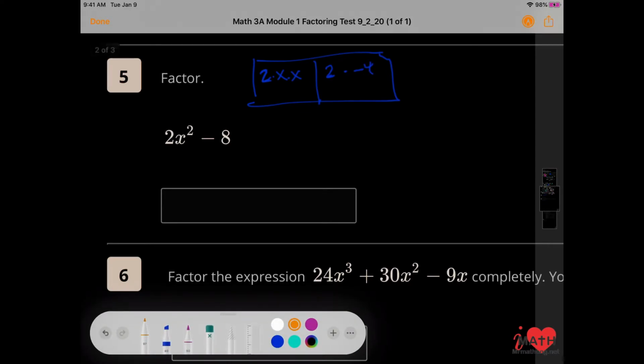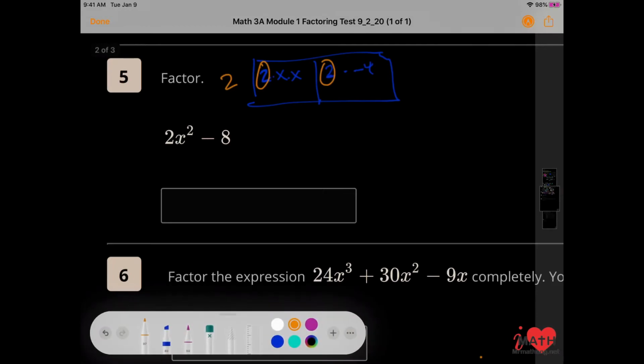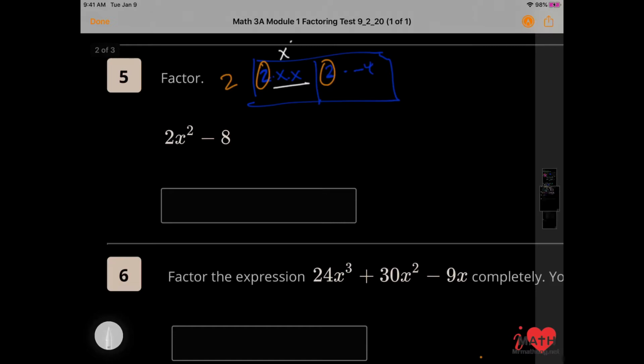All right, what do they have in common? The circle, 2. And then we're going to write what we did not circle. So x times x is x squared, and a negative 4. So I have this. 2 on the outside is my GCF. GCF is the 2. And then I have x squared minus 4.